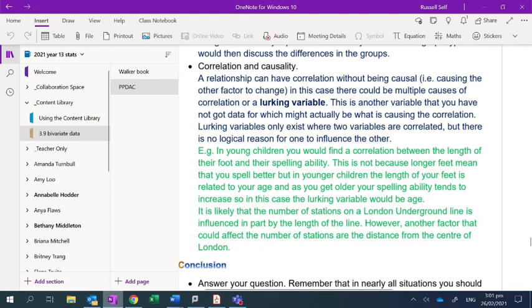So be careful. Now, going back to that London Underground example, it is likely that the number of stations on the London Underground is influenced in part by the length of the line. However, another factor that could affect the number of stations is the distance from the center of London. Because you're going to have a lot clustered right near the center, and then you're going to have fewer further away, right? So distance makes a difference, doesn't it? Now, you could argue that something else is happening other than how long the line is, but I really think that that's a strong relationship.